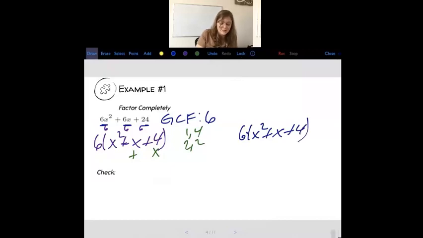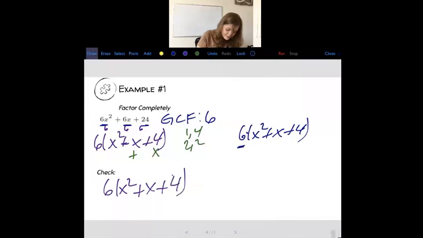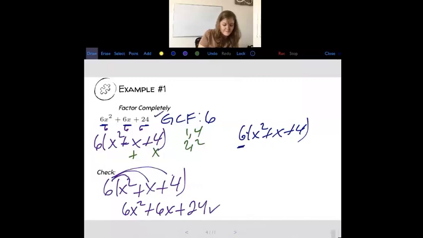A common mistake is to leave out the 6, but it does need to be there because when you go to check your answer, you multiply back through to make sure you get the original. So we distribute the 6 to the x squared, 6 to x, and 6 to 4 to get 6x squared plus 6x plus 24. And in this case, the answer does check out.